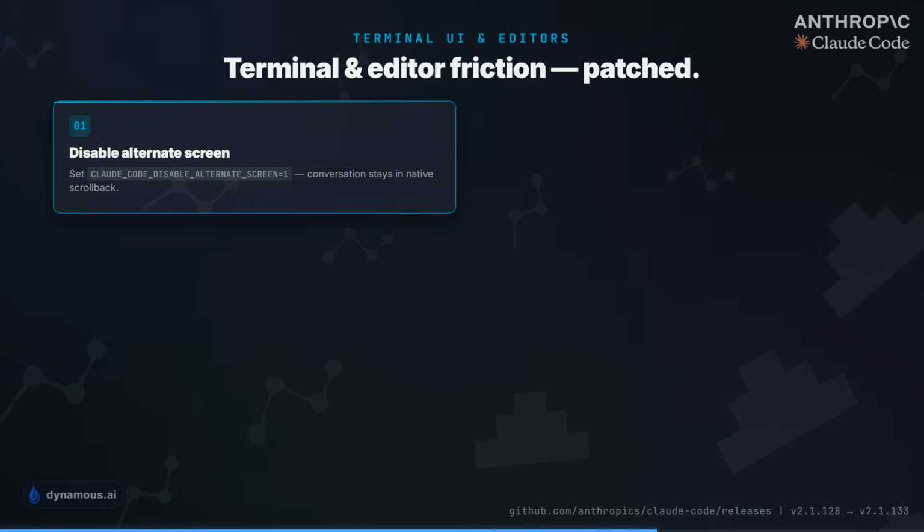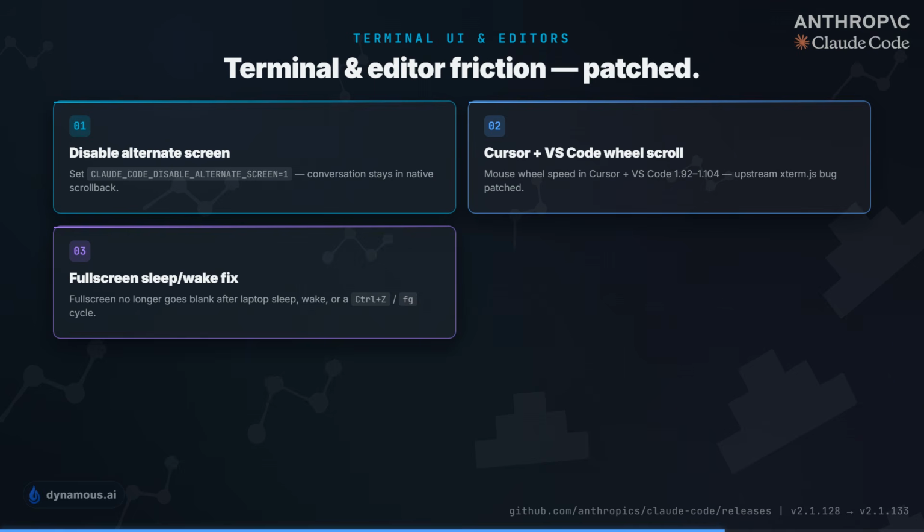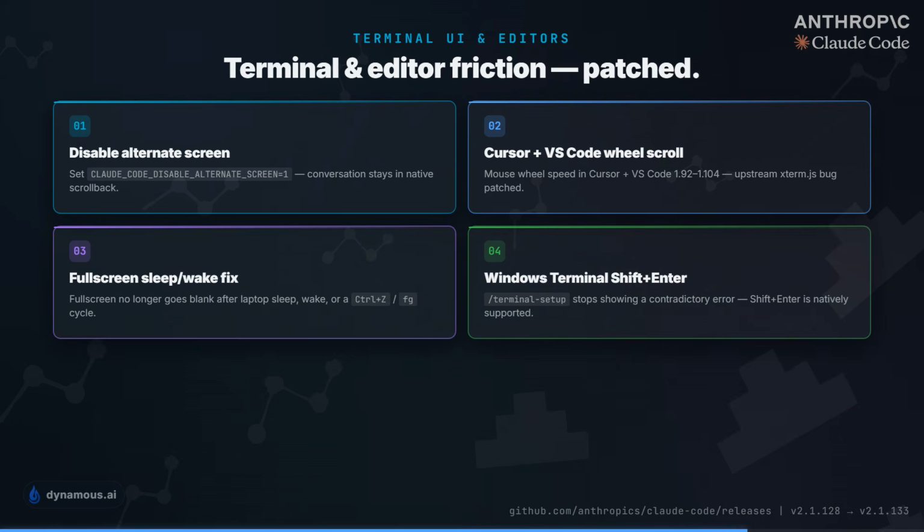Terminal UI and editor integration. Set CLAUDE_CODE_DISABLE_ALTERNATE_SCREEN to 1, and the entire conversation stays in your native scrollback, instead of swapping into the alternate screen. Mouse wheel scrolling speed in Cursor and VS Code, 1.92 through 1.104. Upstream xterm.js bug. Patched. Full screen mode going blank after laptop sleep, wake, or a Ctrl-Z then fg cycle. Fixed. And /terminal-setup no longer shows a contradictory error in Windows Terminal. Shift-Enter is natively supported there.